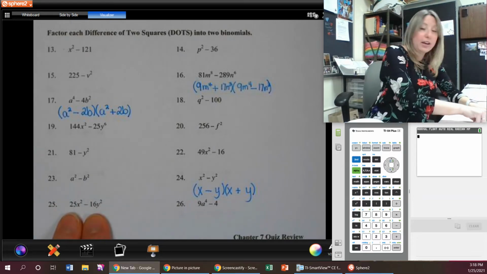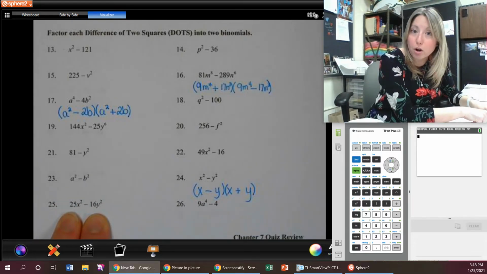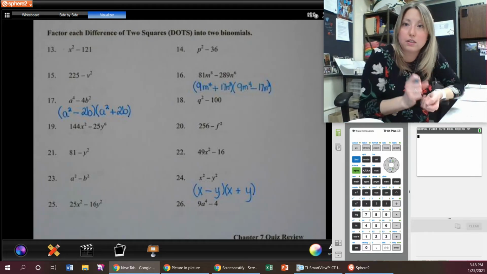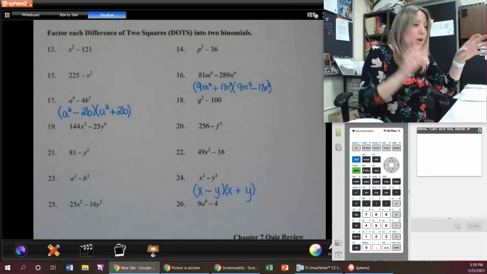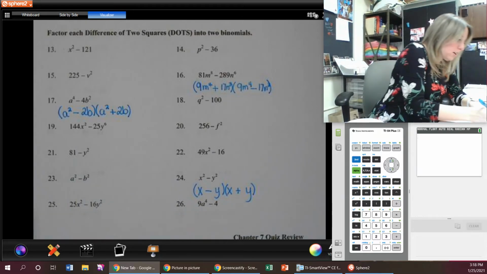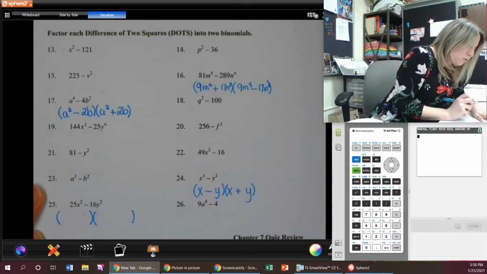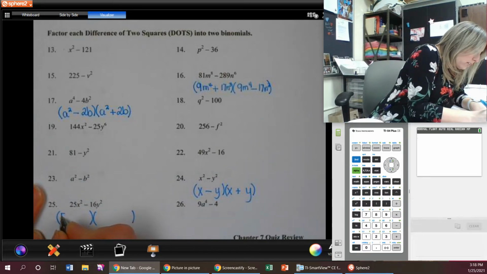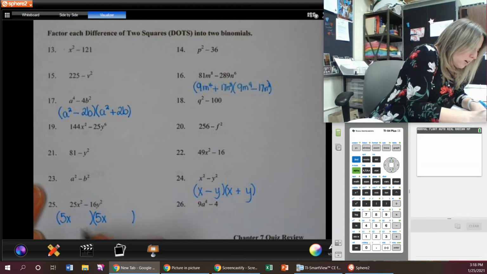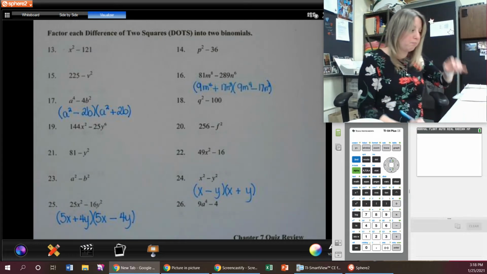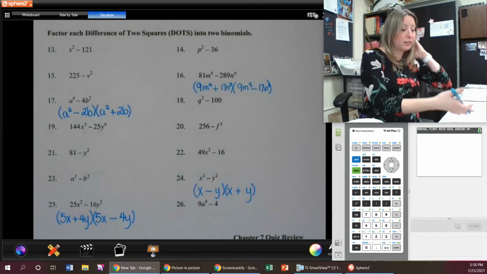If that has numbers in front, right? So this is basically the same problem, just with a 25 in front of the x squared and a 16 in front of the y squared. Perfect squares and subtraction between them. So empty sets of parentheses, the square root of 25x squared is 5x in the fronts. The square root of 16y squared is 4y in the backs, and different signs between them. Okay, that's exactly how you handle it.